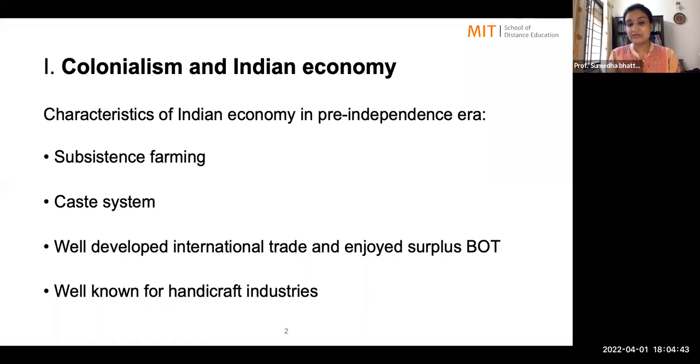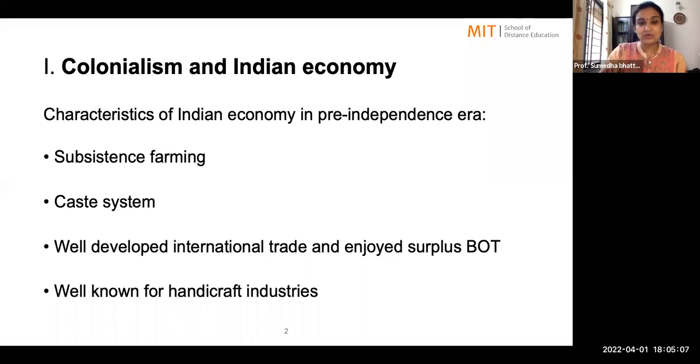Last is, we were very well known for our handicraft industries, and it is said that even in Egypt, the mummies were wrapped with the muslin cloth that was produced in India. So it was very well known for the handicraft industries, and this industrial sector in India was flourishing because of the demand it had in the international as well as in the domestic market.